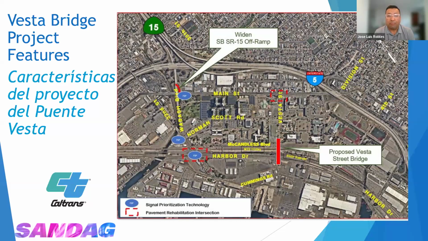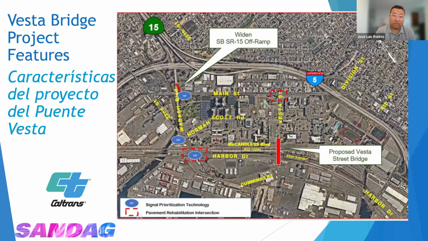With the proposed Vesta Bridge project, what it does, it provides many options to Navy personnel to access the wet side prior to even entering Wabash or 32nd or Harbor. It provides the ability for them to enter the base along Main Street, and what it does is it helps us relieve some congestion there on Harbor Drive and 32nd Street.